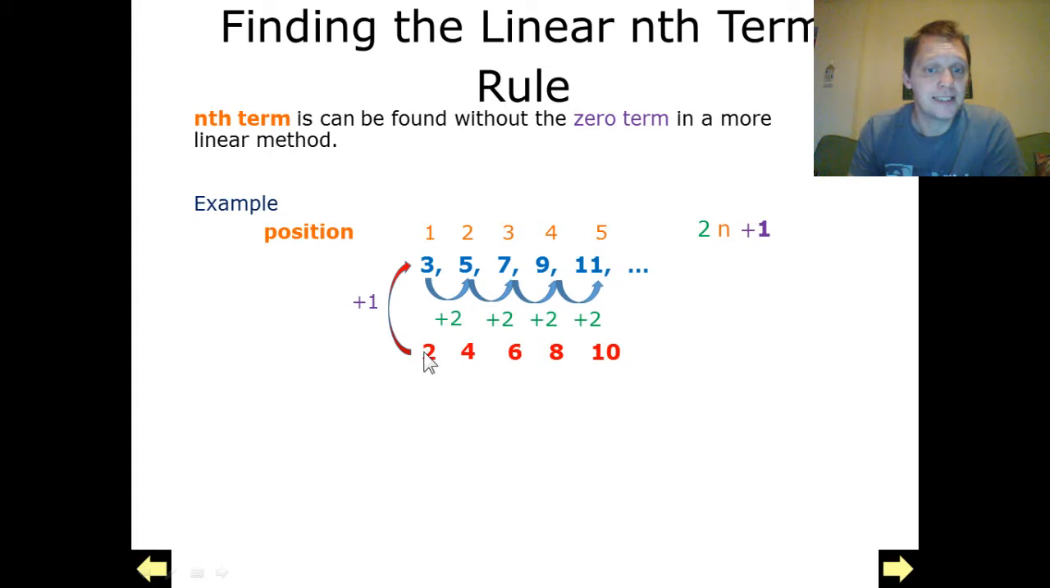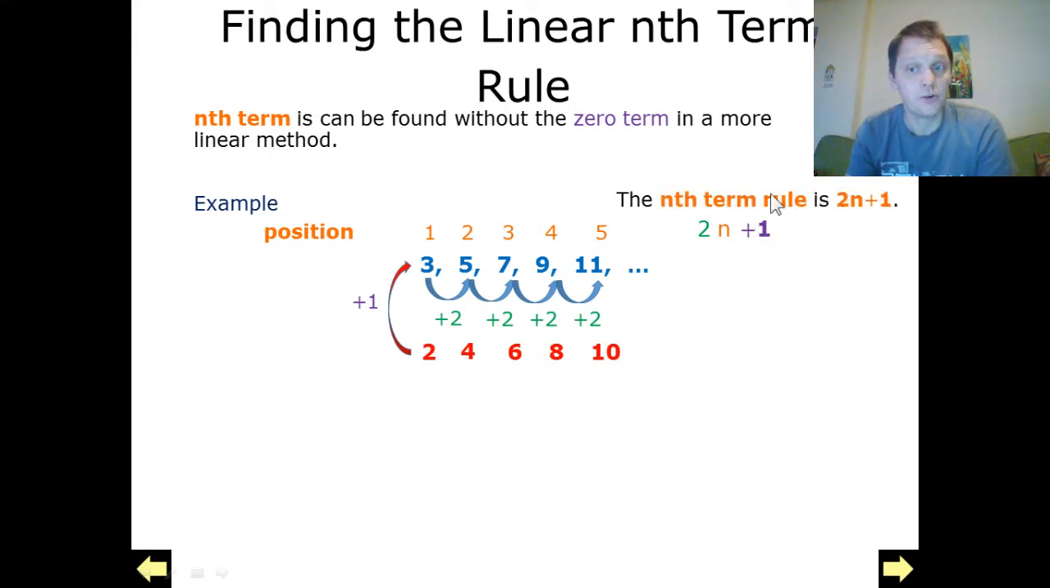Here you can probably see, to get from these numbers to these numbers, I add 1 each time, in which case that is a constant addition, in which case this add 1 I just literally put on the end of my 2n, and again we've actually created the rule for this. We've created our 2n plus 1. Now for some of you this might work a lot easier. For others, the Dino method might be a more straightforward way to do it. Whichever way works for you.